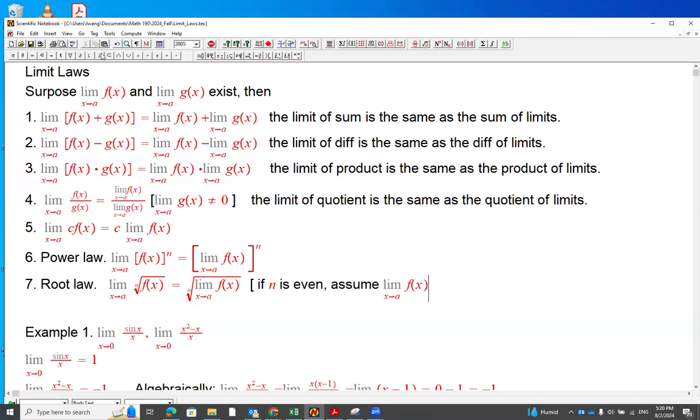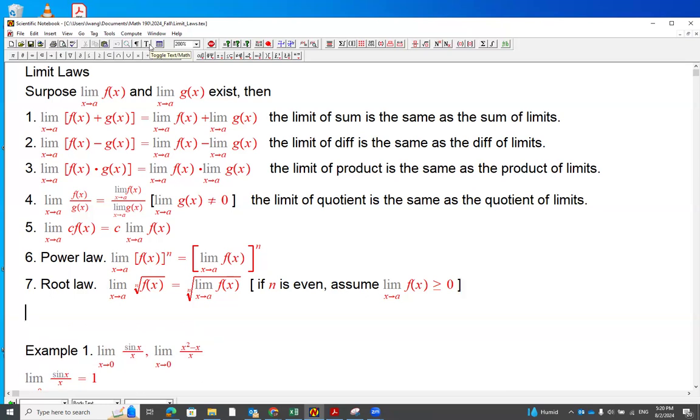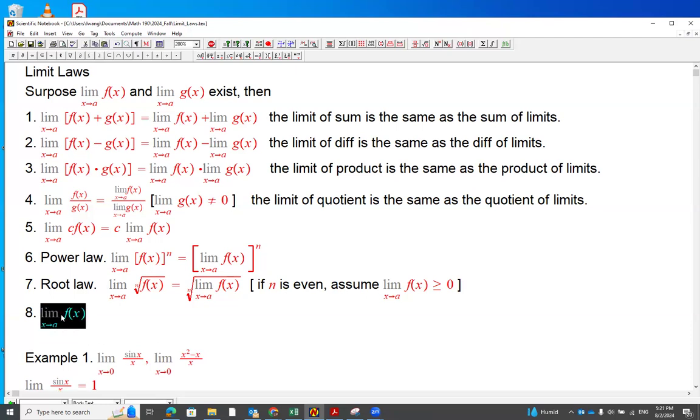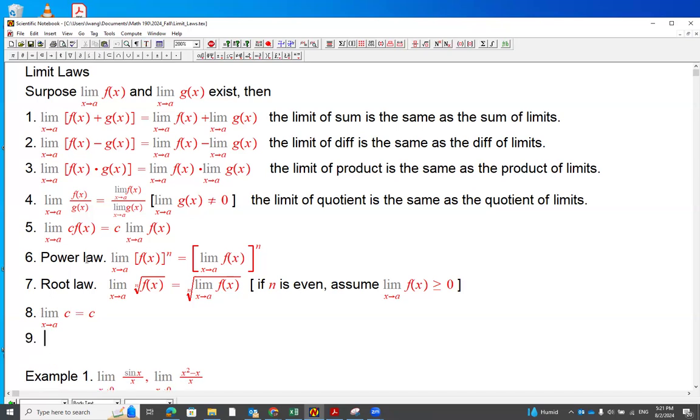Well, equal to 0 is fine too, greater than or equal to 0. So odd number root, no worries, right? 8 is a constant, right? So if we take the limit of a constant, the limit is going to be the same constant. And if we take the limit of x, it's a linear function, right? It's just equal to a.